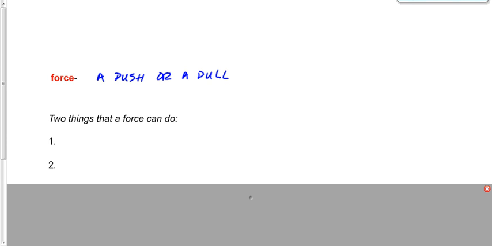It can cause it to change direction. All three of those things, speed an object up, slow an object down, change an object's direction, all fall into the same category. Okay, the first thing that a force can do is cause an object to accelerate. Speed up, slow down is acceleration, right?